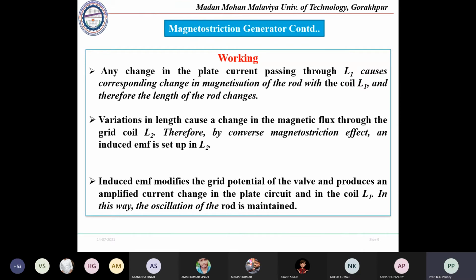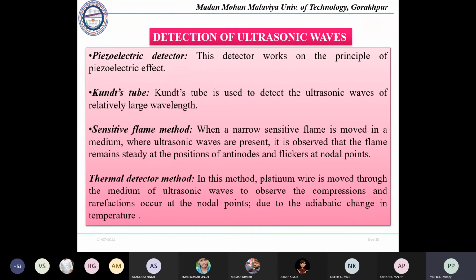Simple circuits are there, simple anode, cathode, and tank circuit is there. And the condition of resonance is there. According to that, you will have the frequency around the rod, and that will be in the range of ultrasonic waves. Now, how can we detect the ultrasonic wave?